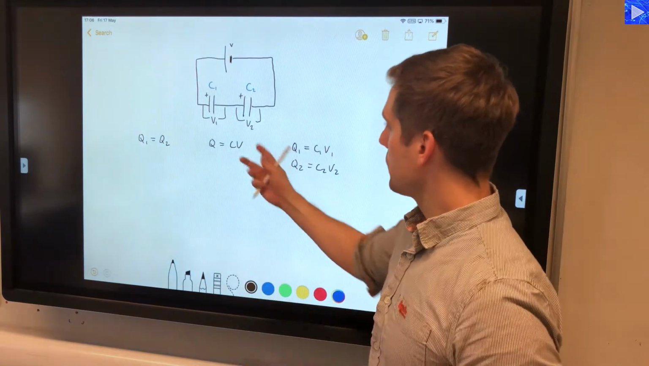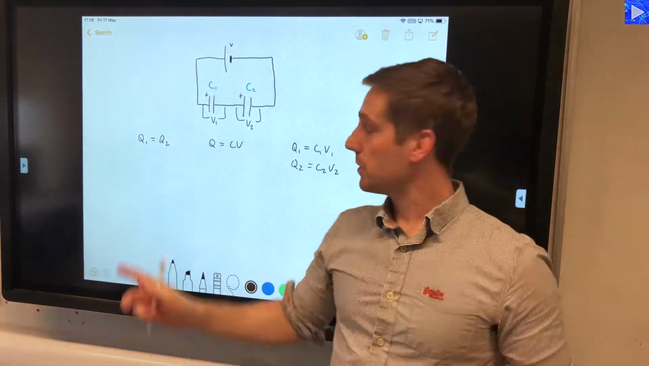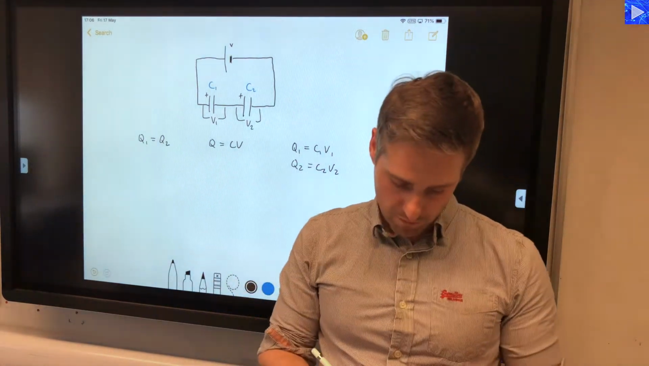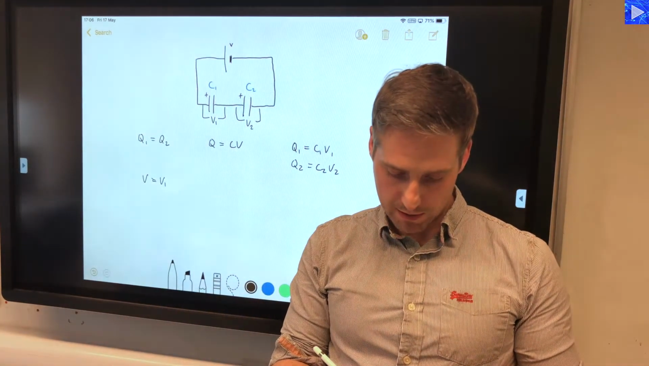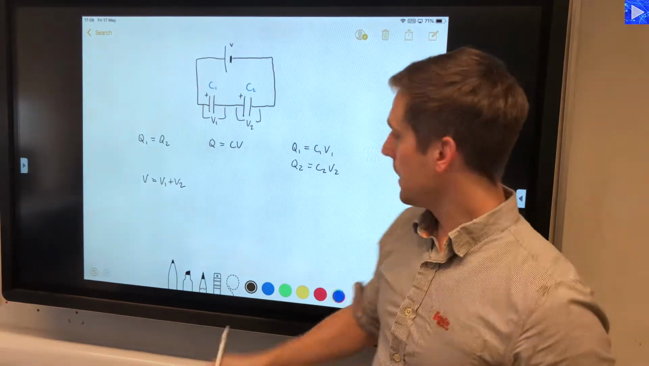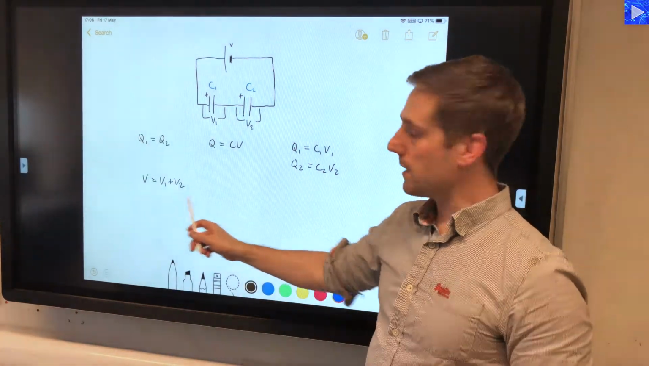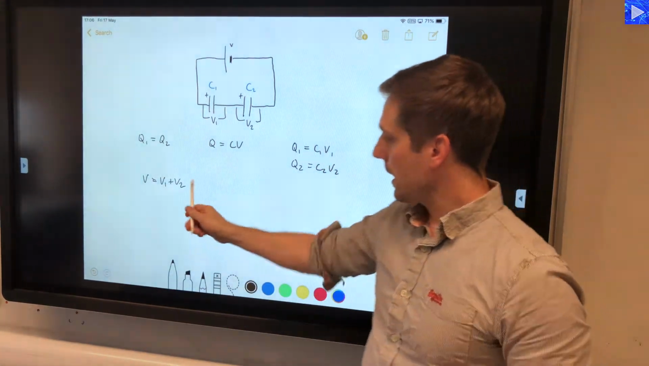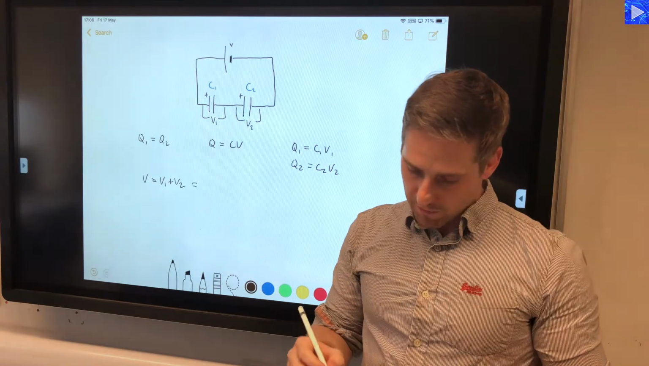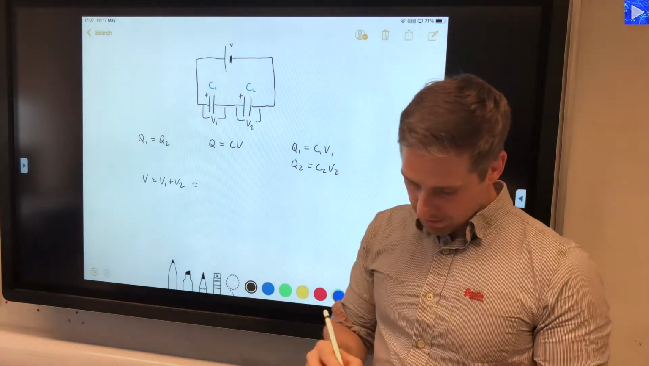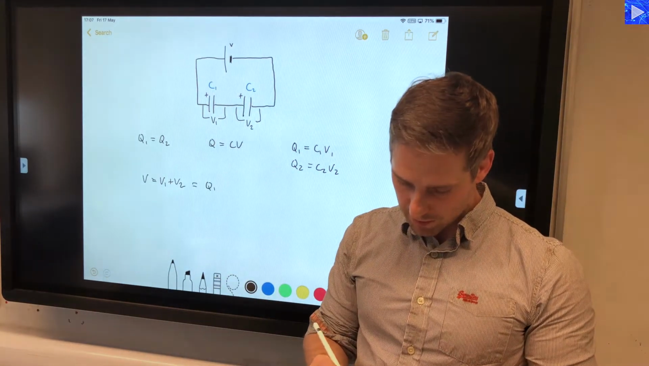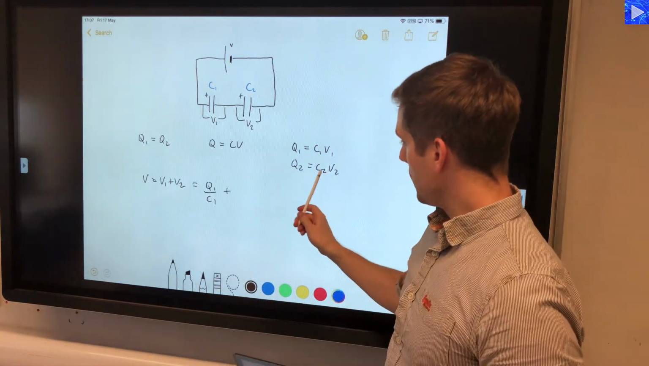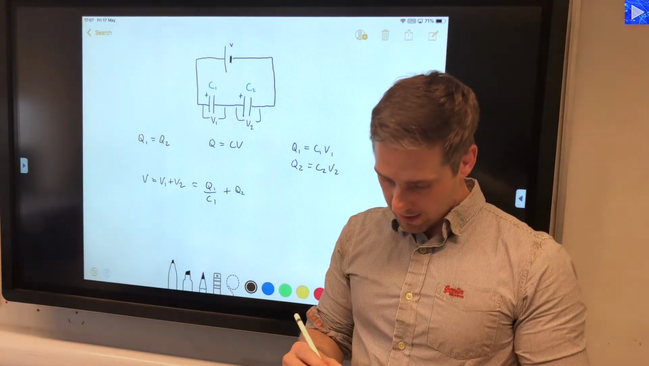Okay, now we know that because it's a series combination, V1 and V2 will add up to the input voltage. So V is equal to V1 plus V2. Now we can combine these equations into this by rearranging each one for V1 and V2 and substituting them in there. So V1 is equal to Q1 divided by C1, so Q1 over C1. And V2 is Q2 over C2, so we'll put that in here as well.